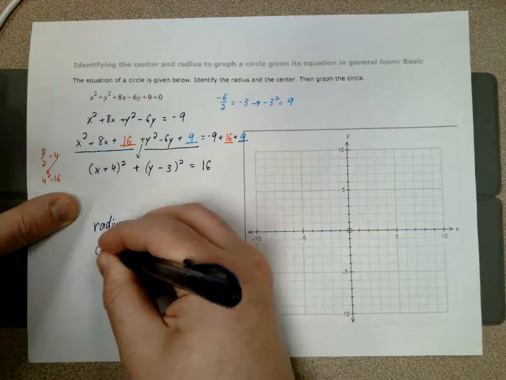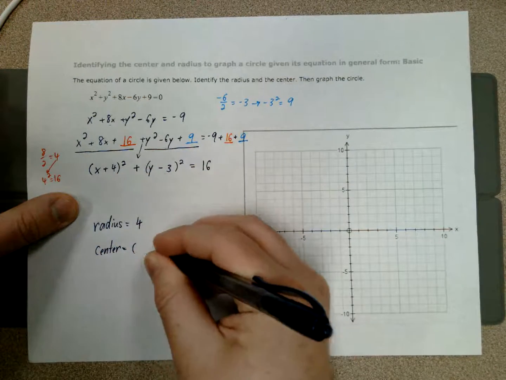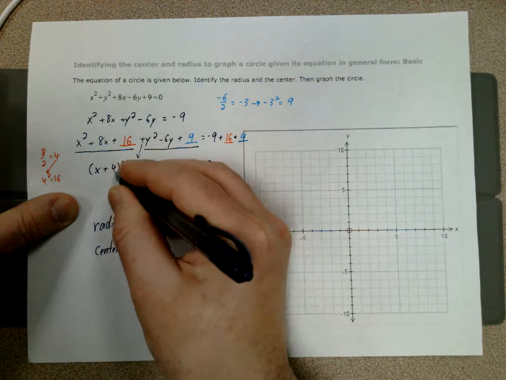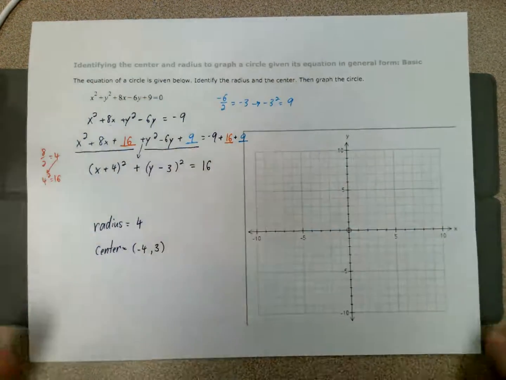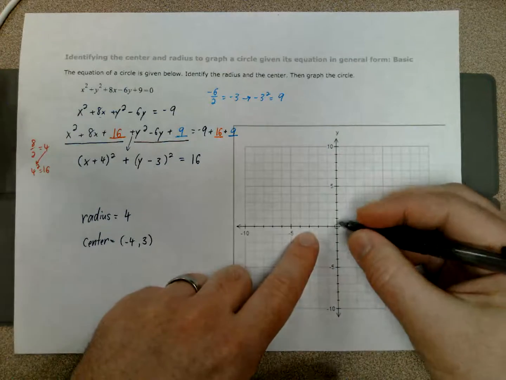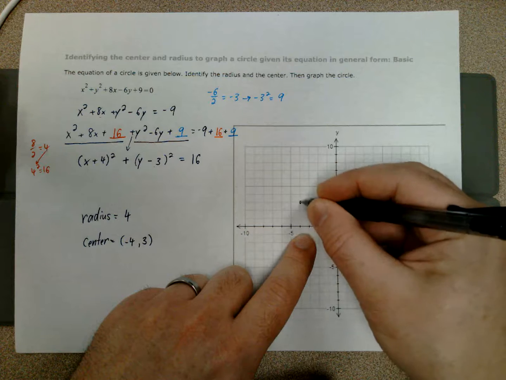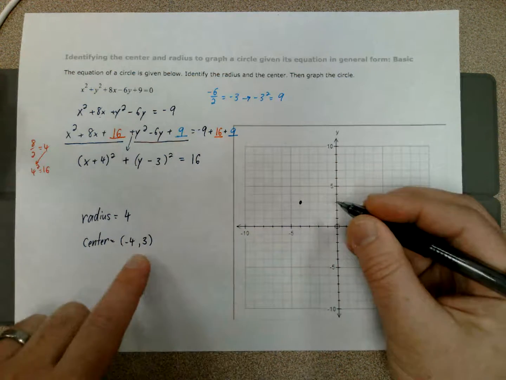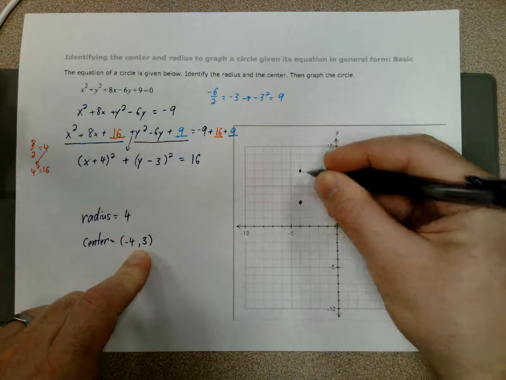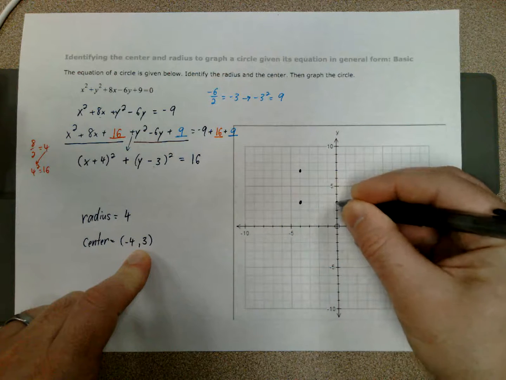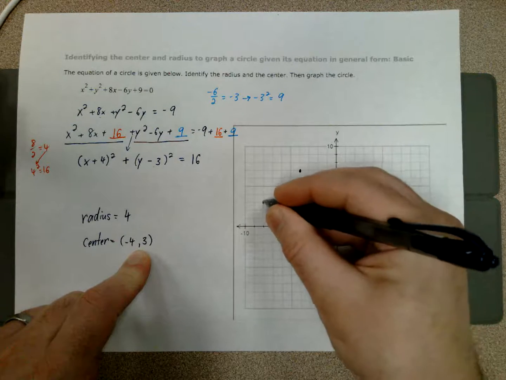And our center we get from here, and it will be a point, but remember we have to flip the sign. So positive 4 turns to negative 4, negative 3 turns to positive 3. So I'm going to come over here to go negative 4, 3. So 1, 2, 3, 4, 1, 2, 3 as our center. And then our radius is 4. So I'm going to count out 4 in each direction.